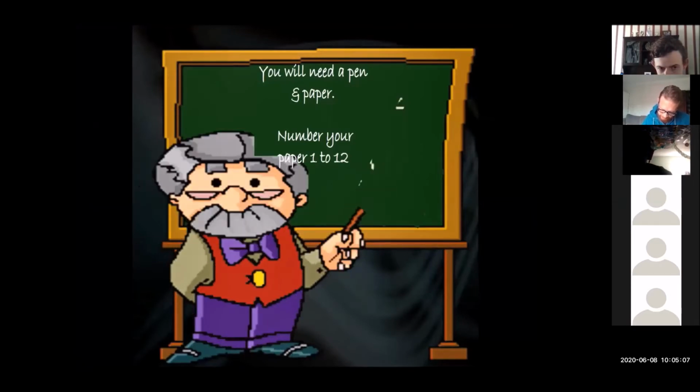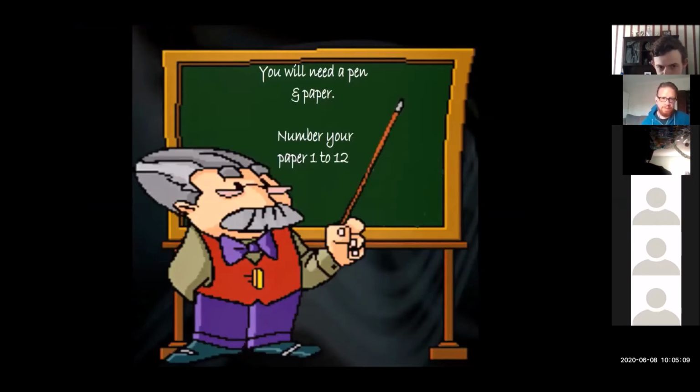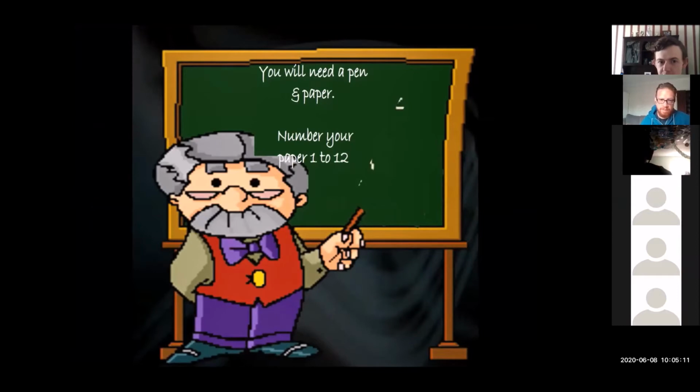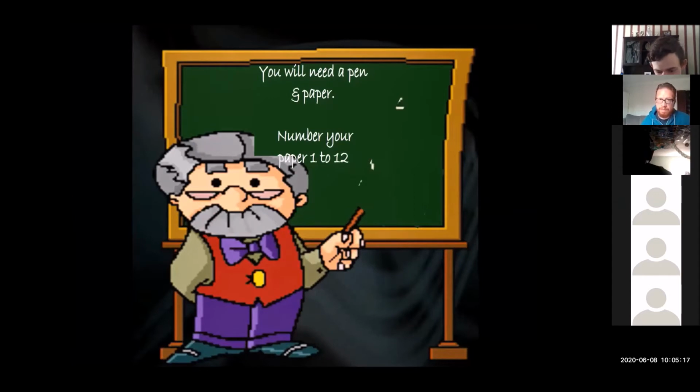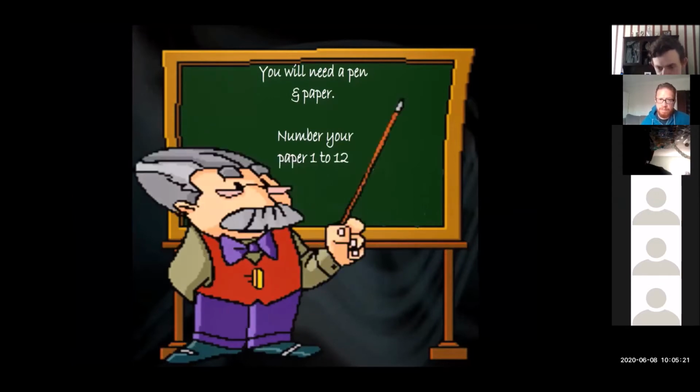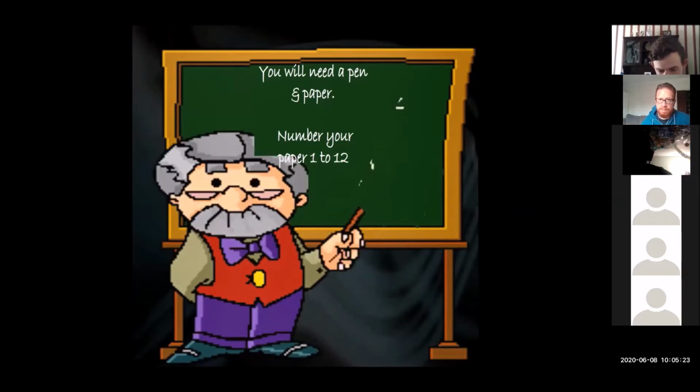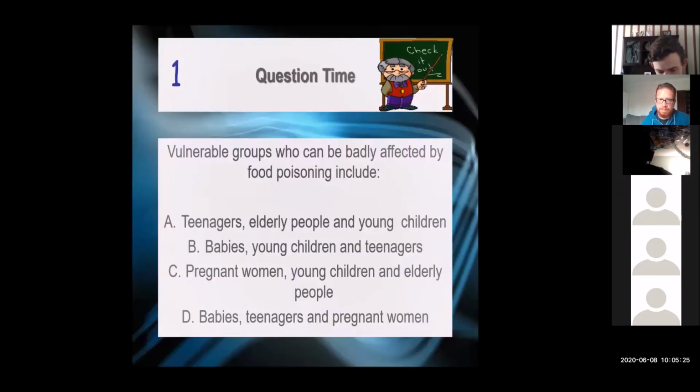So, going to do a quick food safety revision test. For this, you will need a pen and paper with you, and if you can number your paper 1 to 12. There are multiple choice questions. Get ready for the first question. So 12 multiple choice questions. Question 1. Vulnerable groups who could be badly affected by food poisoning include A.